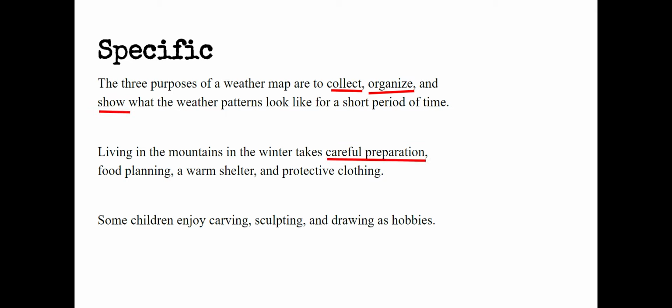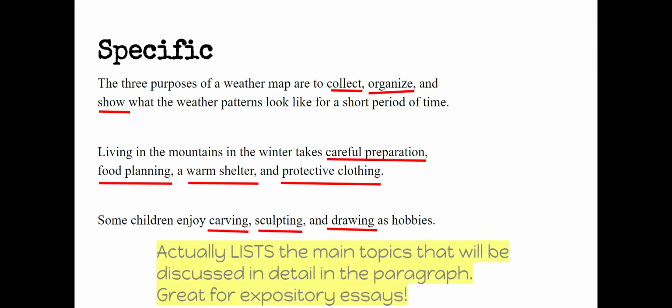So this is what my paragraph would be about. In the second example, you also see my list of 4 details. And in my third example, there are 3 details. So that means my 3 detail sentences, my evidence, are going to be only talking about carving, sculpting, and drawing. Nothing more, nothing less.